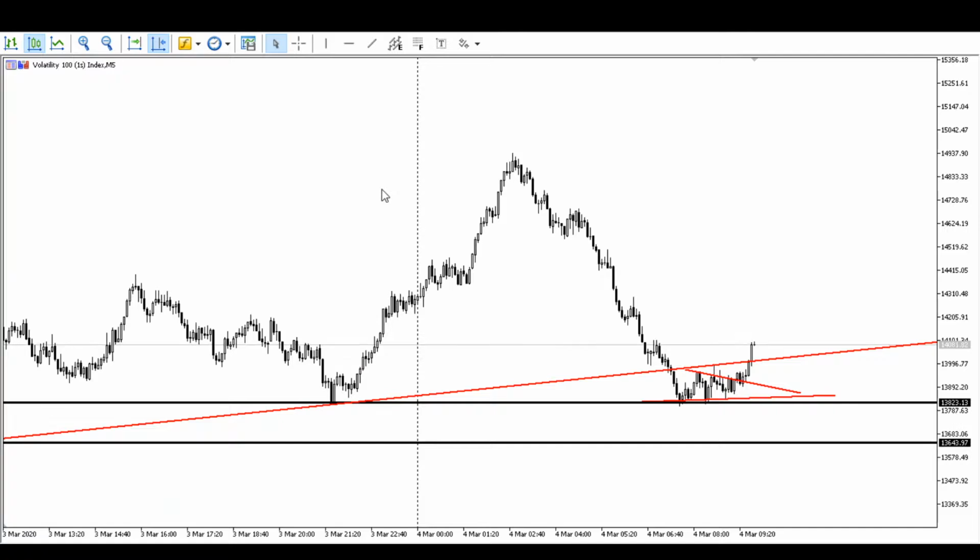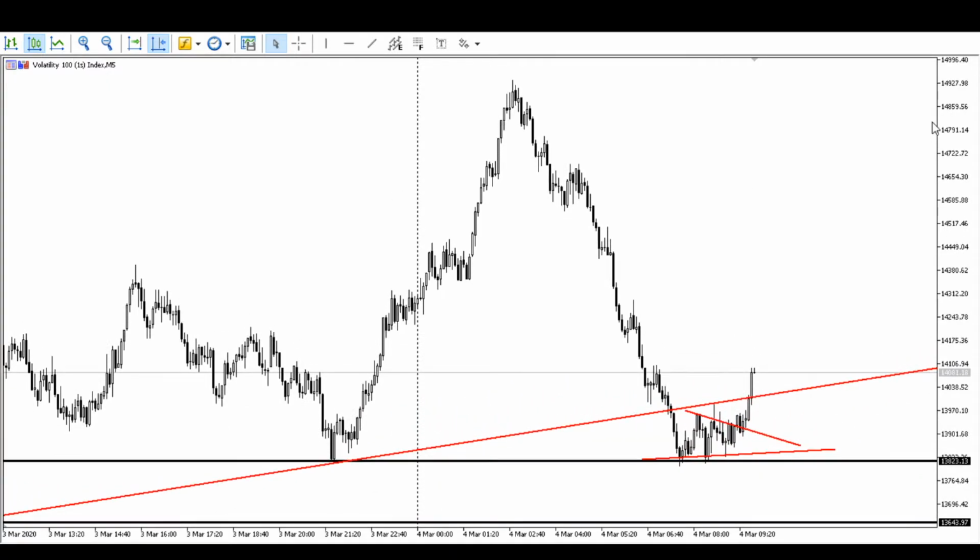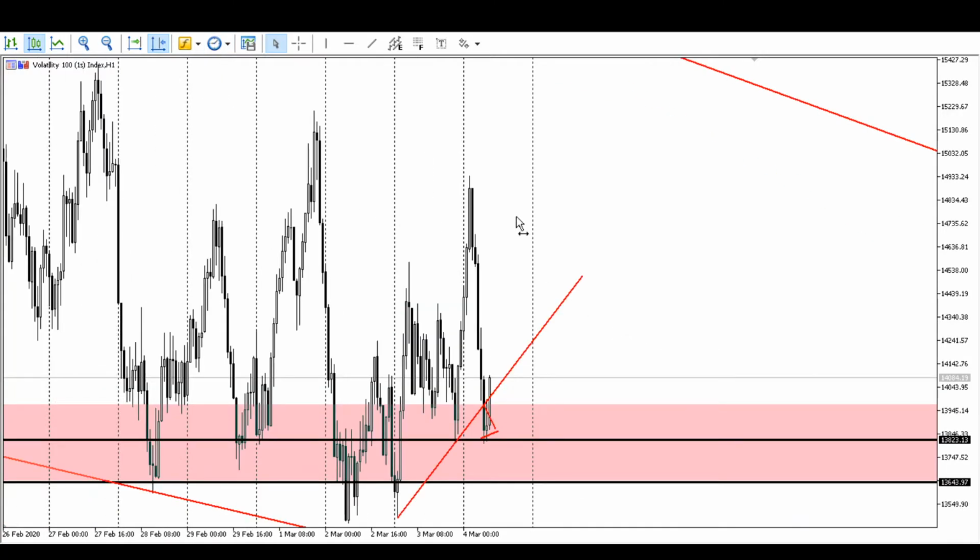So this is the analysis for Volatility 101s. The overall direction will be to the upside.